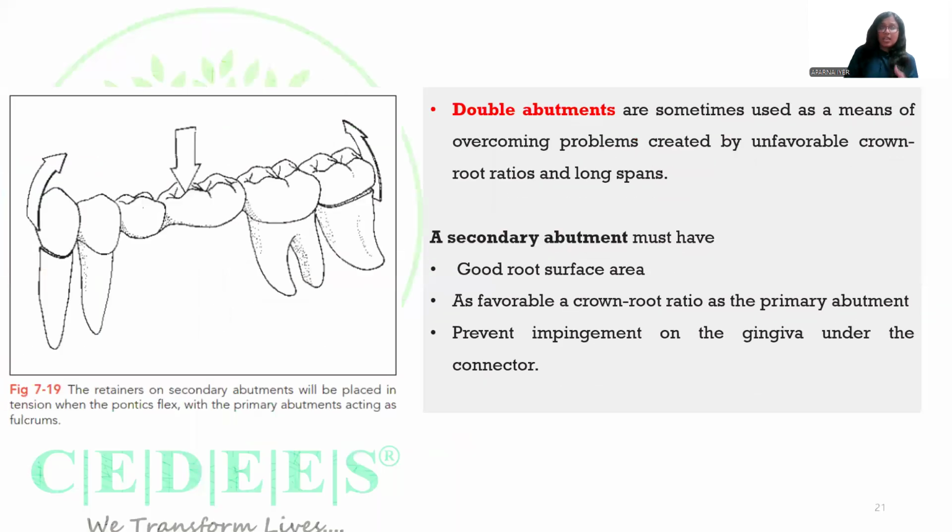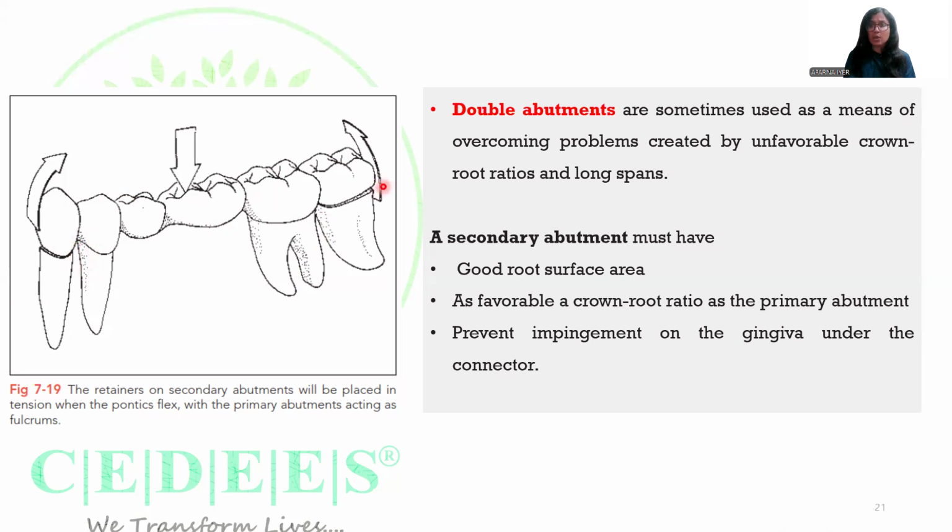Now, in case you're trying to splint it to a secondary abutment or a double abutment, you need to make sure that the secondary abutment you're using has a good crown to root ratio, a good root surface area, and also the space between your primary and your secondary abutment should be such that it does not impinge onto the gingiva when the patient is using the FPD, because there is always flexure and the primary abutment will tend to act as your fulcrum point. Okay, so the patient should be healthy enough to maintain it.